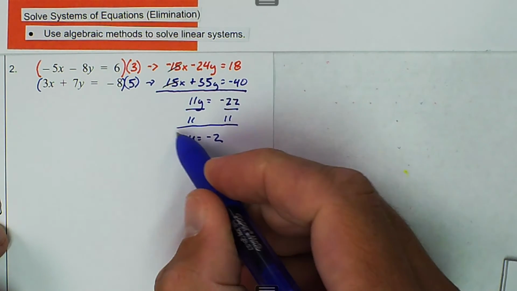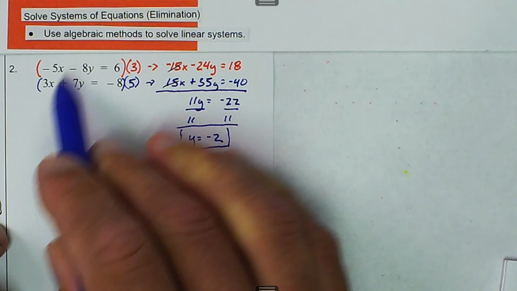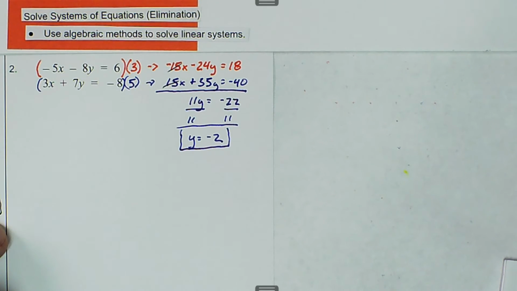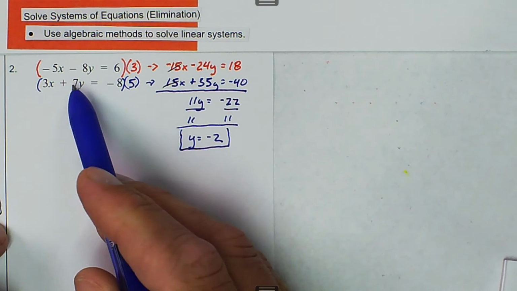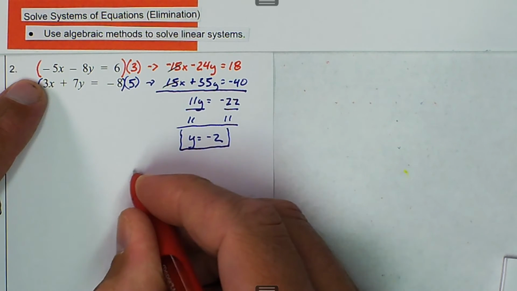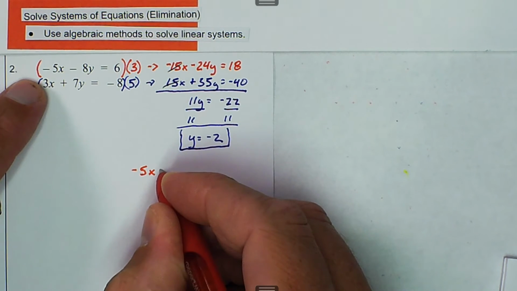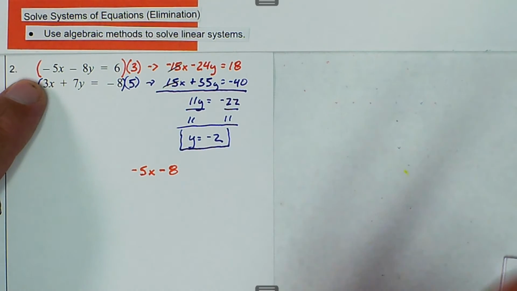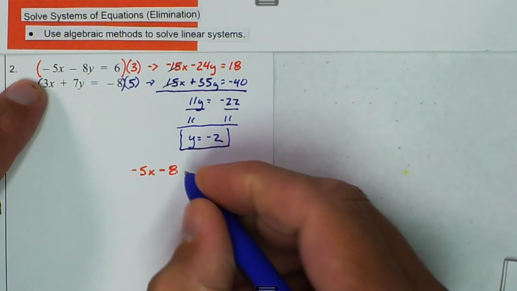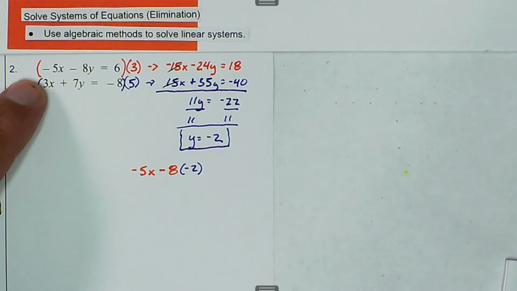Now we have one of the variables, and it doesn't matter which equation we pick. We can substitute it into either one. But the one that I'm going to use is this top equation here, and I'm going to substitute the -2 in. So I'm just going to write the equation down. We have -5x minus 8, and then I'm going to substitute in the y value, which is -2, and that's equal to 6.